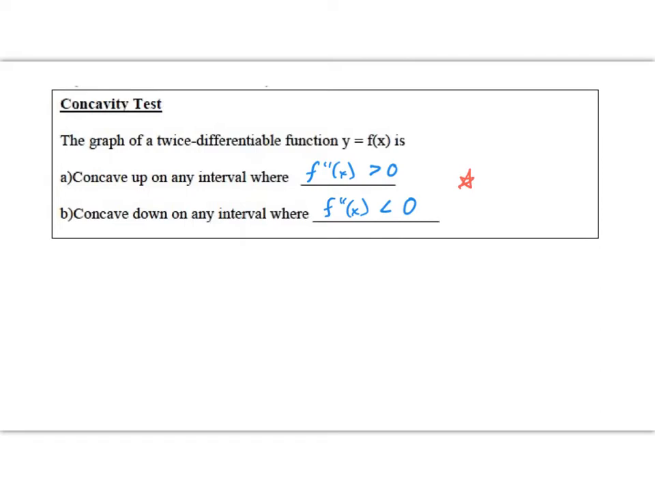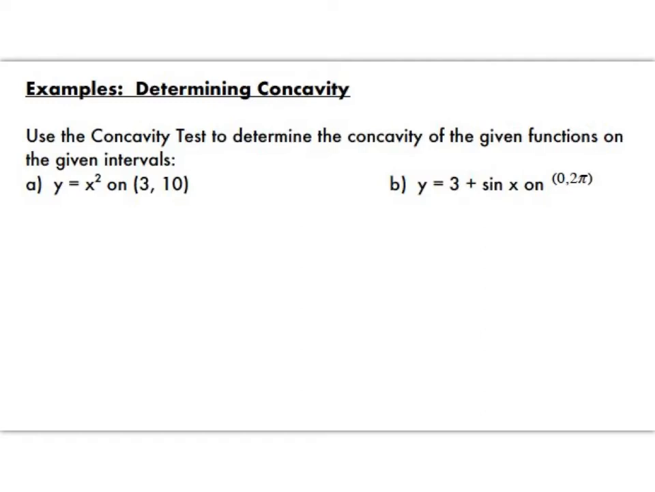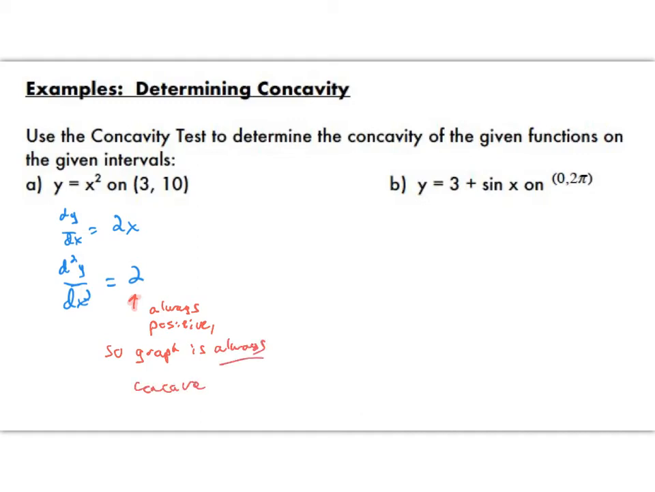All right, let's take a look at how we would determine concavity. Start with something pretty simple like the graph of y equals x squared on the interval from 3 to 10. Well, you're going to need the second derivative, and dy over dx is going to be 2x, and then the second derivative is just going to be 2. Normally we would do something similar to a sign chart, but we don't have to worry about that for this example because our second derivative here is always positive. So the graph is always concave up, and that makes a lot of sense for that particular scenario.